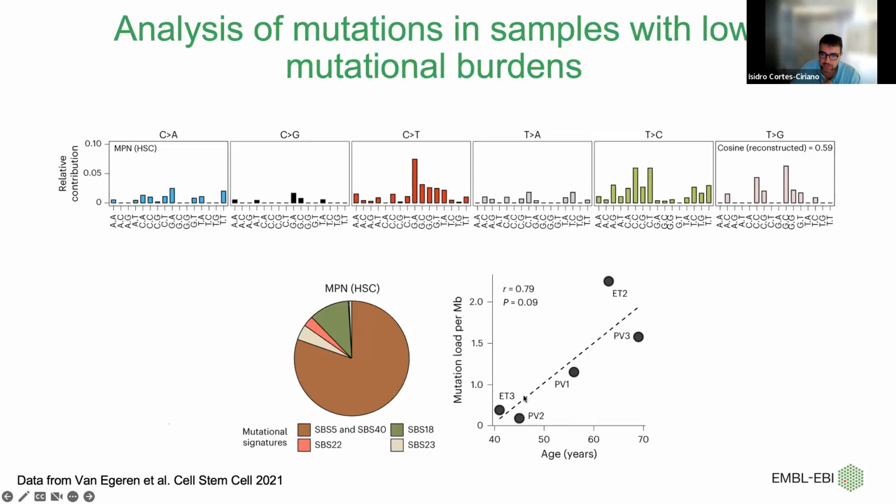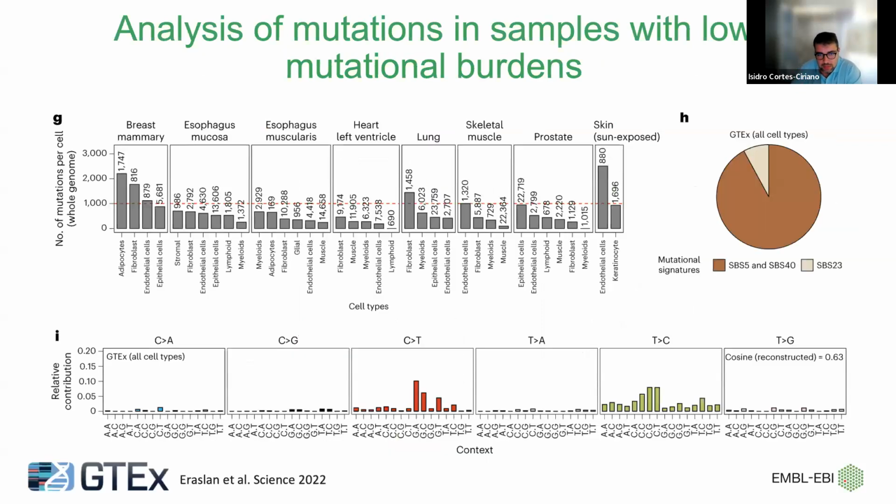And we could also recapitulate the relationship between the mutational load and the age of the patient at diagnosis, which we know should be a linear relationship, and that's something that we recapitulated in this analysis, suggesting that even in samples with a low mutational burden, we can confidently detect somatic mutations.